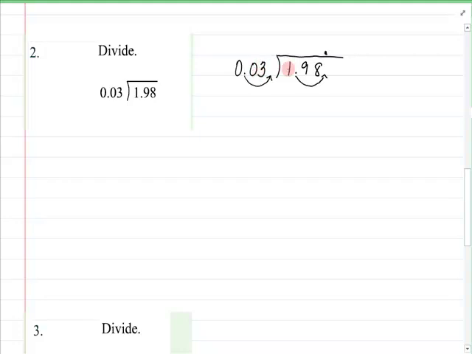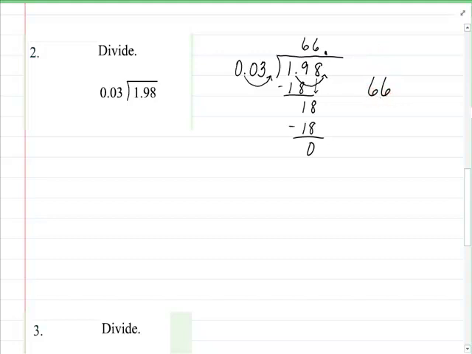So 3 does not go into 1, but 3 goes into 19 6 times. 6 times 3 is 18. Subtract, bring down the next digit, which is an 8. 3 goes into 18 6 times. 6 times 3 is 18. And I got my 0. We have 66 decimal point. We would not put the decimal point because there is no decimal fraction coming up, so it is merely the whole number 66.